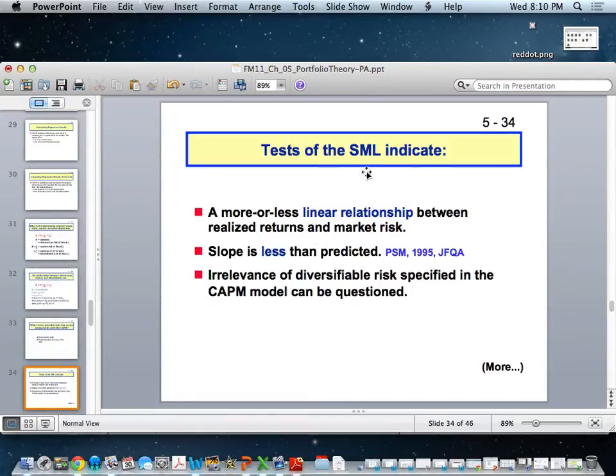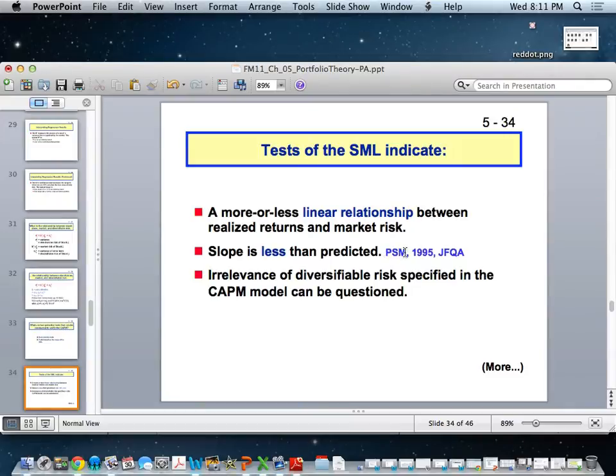So tests of the security market line indicate there's more or less a linear relationship between realized returns and risk. The English translation is that as market risk increases, the realized returns increase. Notice I'm saying realized returns. It's one hell of a statement. Basically it means that if you hold a higher beta portfolio over a sufficient period of time, your realized return should be higher.